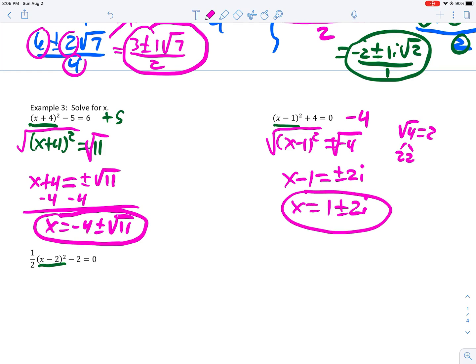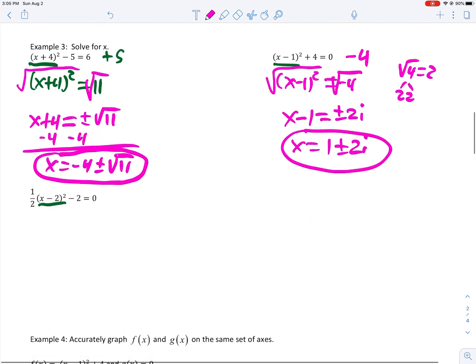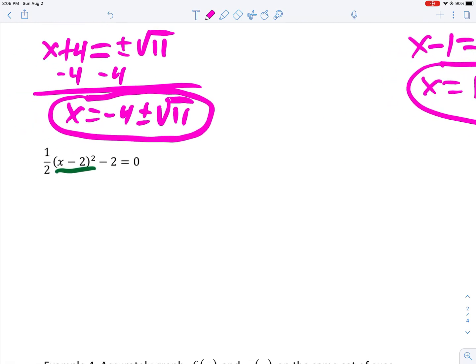So anytime you end up with an i or a radical you can't simplify, you don't have to go any further. You can stop with the plus or minus there.